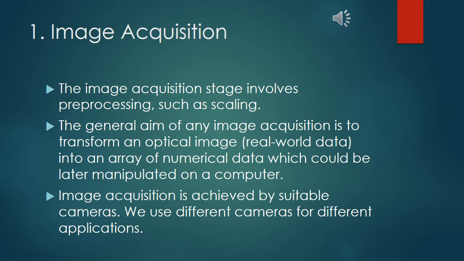Image acquisition is the first step in any image processing system. The general aim of any image acquisition is to transform an optical image into an array of numerical data which could be later manipulated on a computer. Image acquisition is achieved by suitable cameras. We use different cameras for different applications. For example, if we need an X-ray image, we use a camera that is sensitive to X-rays. If we want an infrared image, we use cameras that are sensitive to infrared radiation.